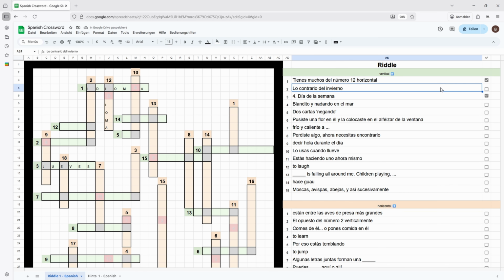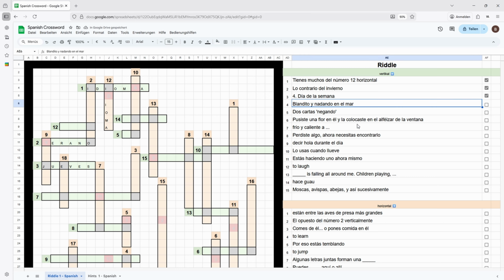Then we are going back up there, and el contrario del invierno. So the opposite of winter. It should be summer. So verano. That seems to fit.